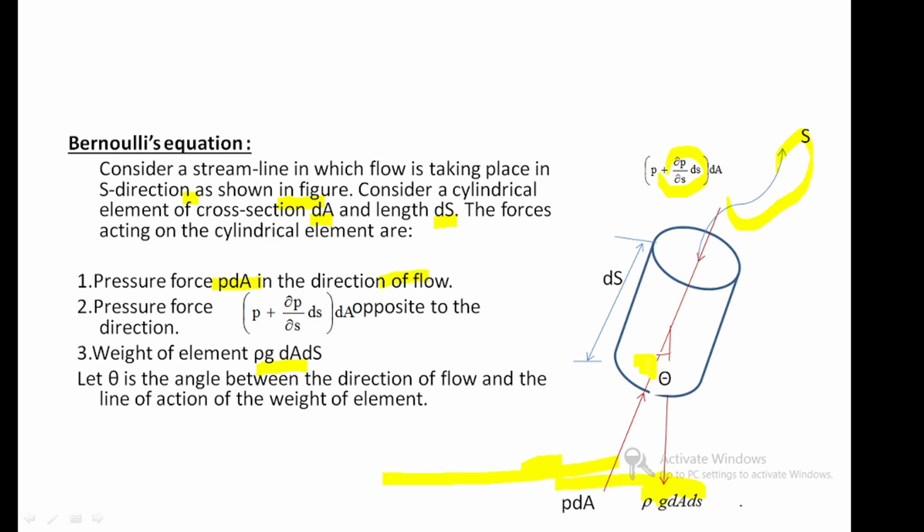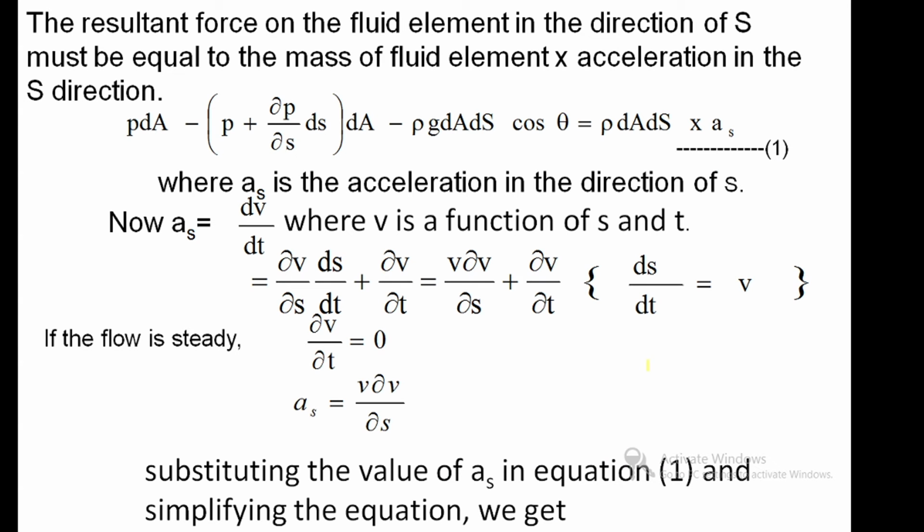Next, the resultant force on the fluid element in the direction S must be equal to the mass of the fluid element into acceleration in the S direction. So the resultant force is P into dA, that is in the flow direction, and this is the opposite direction, so it is denoted as minus. This indicates the opposite direction, and then the weight is acting in the downward direction.